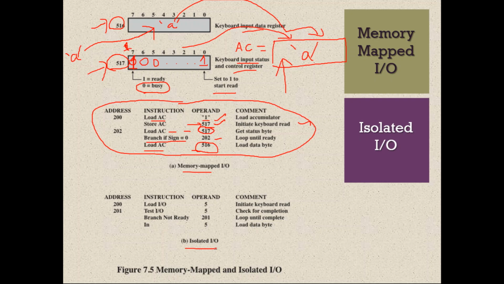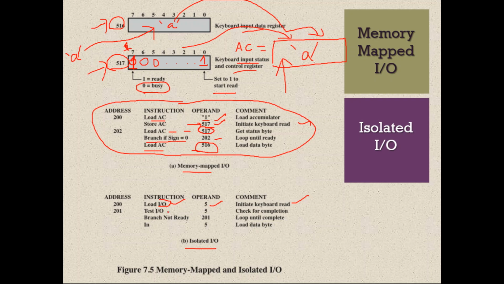Now let us see how the same task will be done in isolated IO. In isolated IO, the instruction itself is different. At first we directly say load IO. So this command itself says: load some IO device, and that IO device is referred to as 5. Here 5 refers to the keyboard. Load IO with 5 means initiate a keyboard read operation.